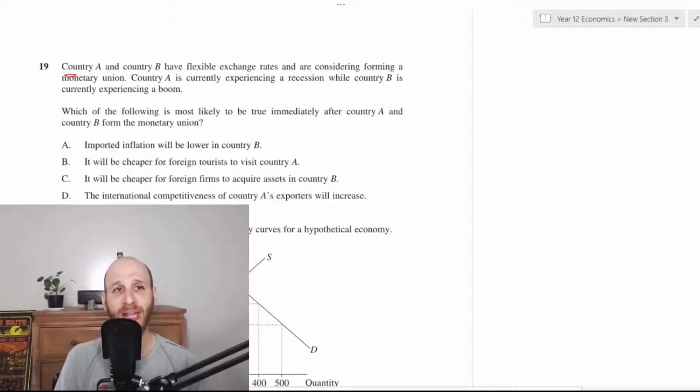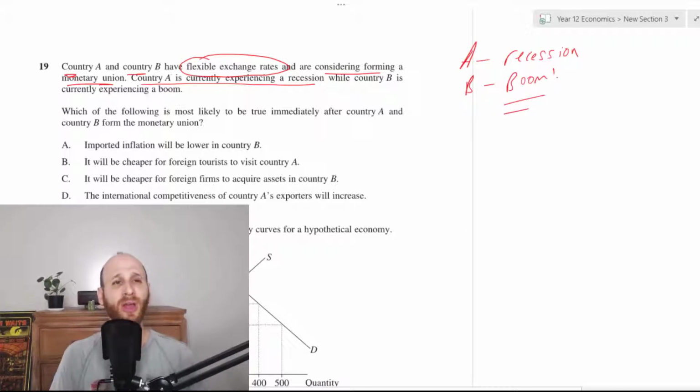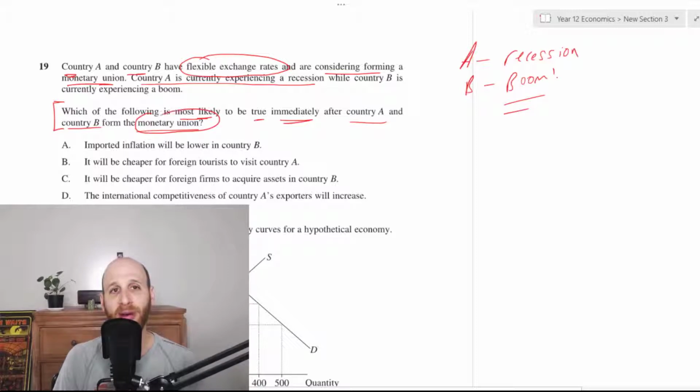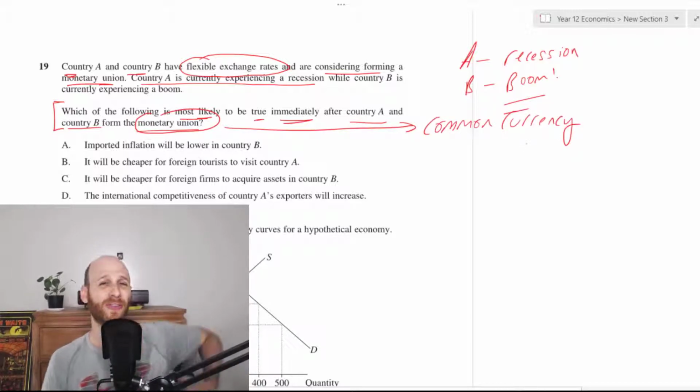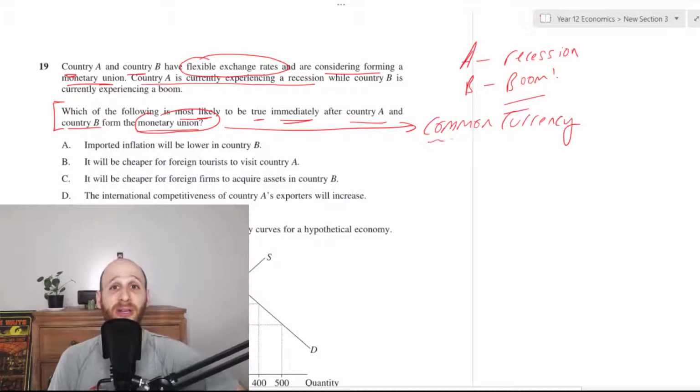So it says country A and country B have flexible exchange rates and are considering forming a monetary union. Country A is experiencing a recession. So again, I might annotate here. They're feeling the boom. So the question says, which of the following is most likely to be true immediately after country A and country B form the monetary union? So if I'm talking about this monetary union, what I'm talking about is that these countries then create a common currency. They both use the same currency.